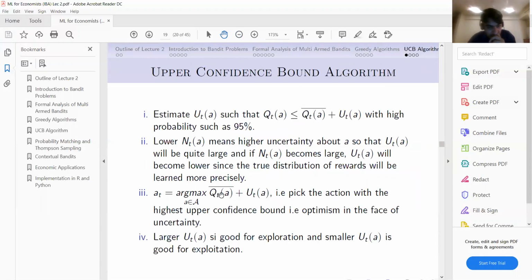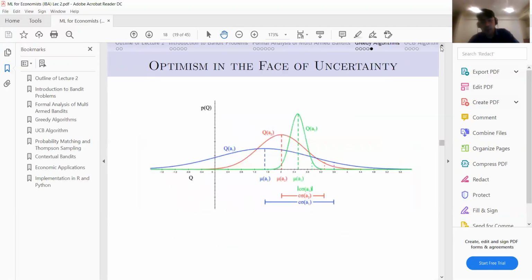So you maximize not Q bar, but Q bar plus U. You pick the action with the highest upper confidence bound. Larger UA is good for exploration, and smaller UA is good for exploitation. Because remember, if you choose a smaller UA, you should choose green. Green is good for exploitation because you know that with a pretty high probability, you'll get something like a 2.5 expected reward, and you're very certain about that.